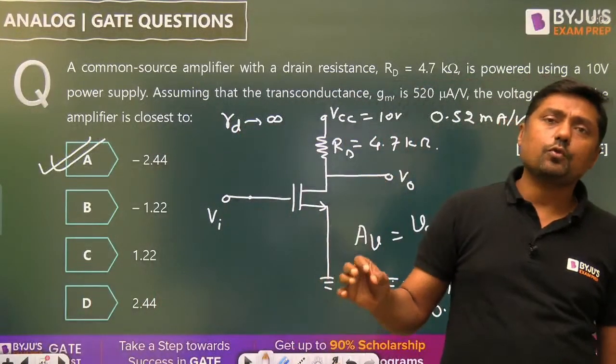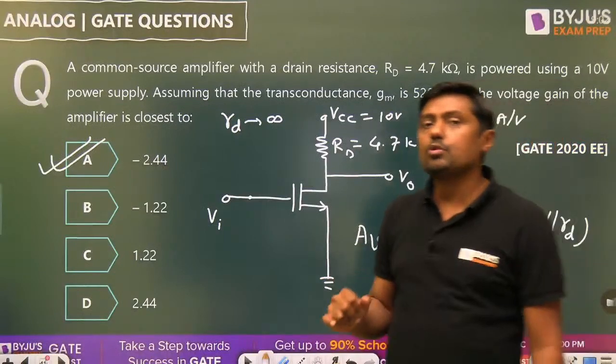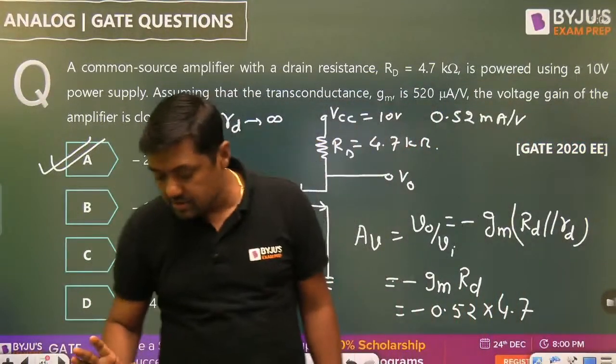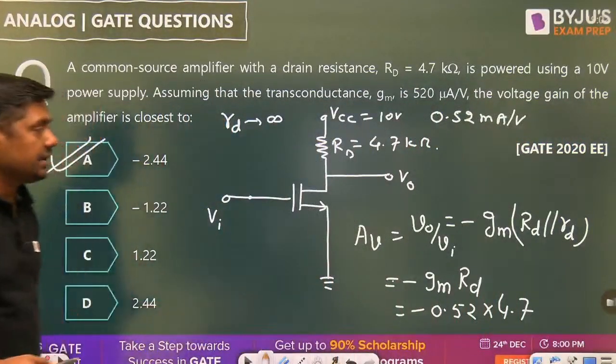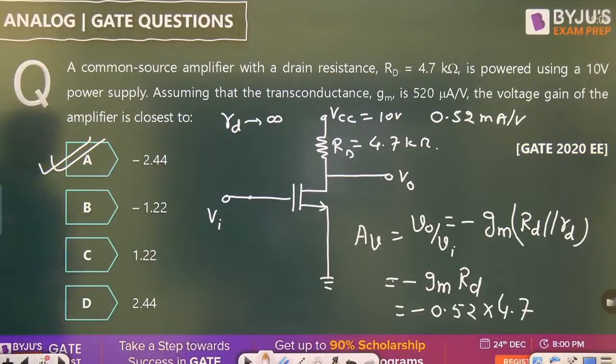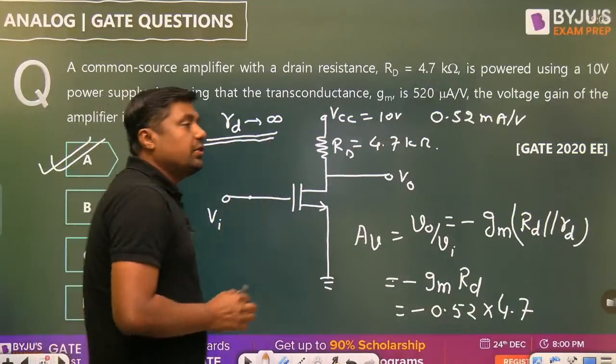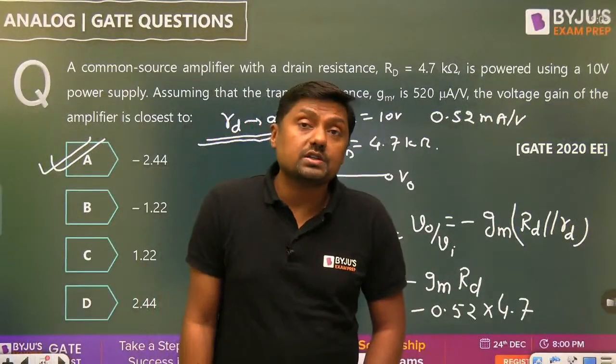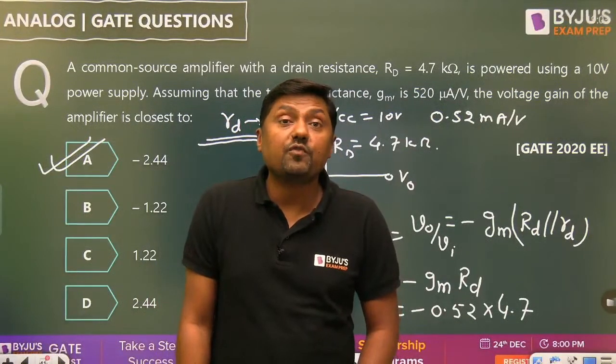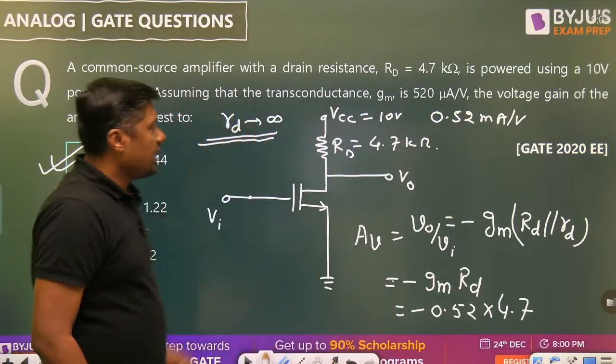Similar type of question from BJT. Similar type of question from what? MOSFET. Standard circuit, standard answer: minus gm RD. gm is the transconductance, RD is capital RD. If small rd is not given, that is the drain resistance due to channel length modulation or output resistance, then simply take it as infinite. Okay, then next one.